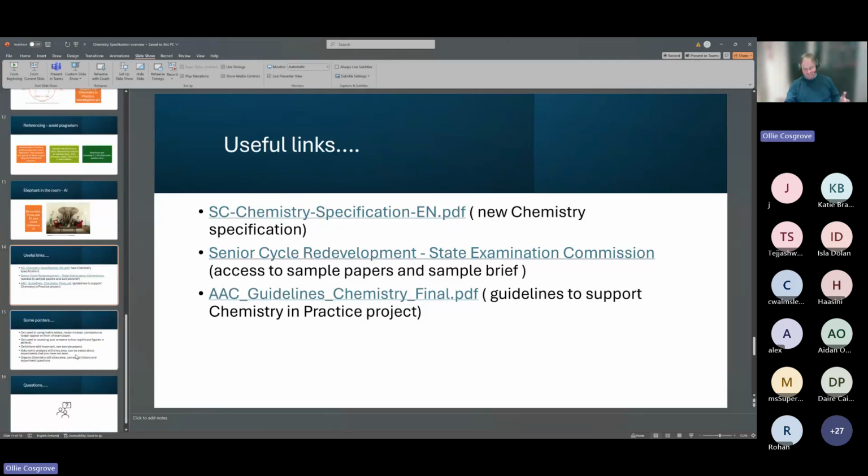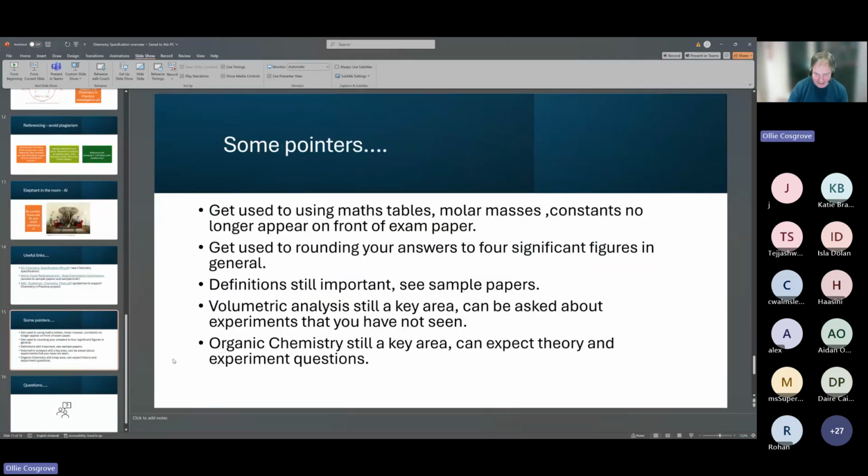Just what I've noticed by reading and rereading the specification, but also teaching some of this stuff in class so far. On the old exam paper, they used to always put constants and molar masses on the front of the exam paper. Now they don't do that. So they expect us to get all our numbers, all our constants, all our formulas from the maths tables. Now we would have always got formulas from the maths tables, but it's a little bit different.